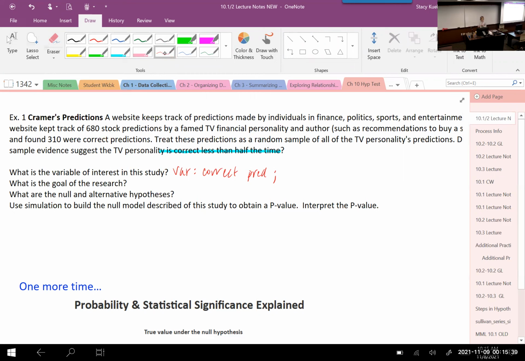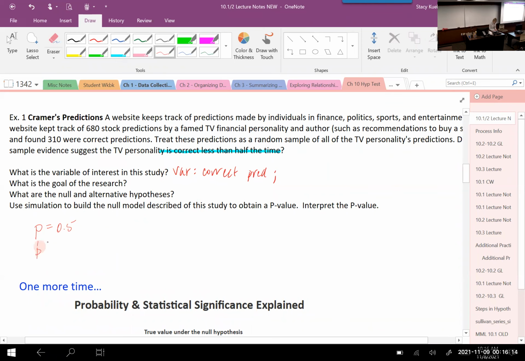So we're trying to say, okay, is he correct less than half the time? So we're saying that in the long run, maybe he's only correct. In fact, this is what they're assuming, right? They're assuming to be true that the parameter for the population is 0.5. Flip a coin, in essence. And in fact, you could simulate it using a coin simulation method.